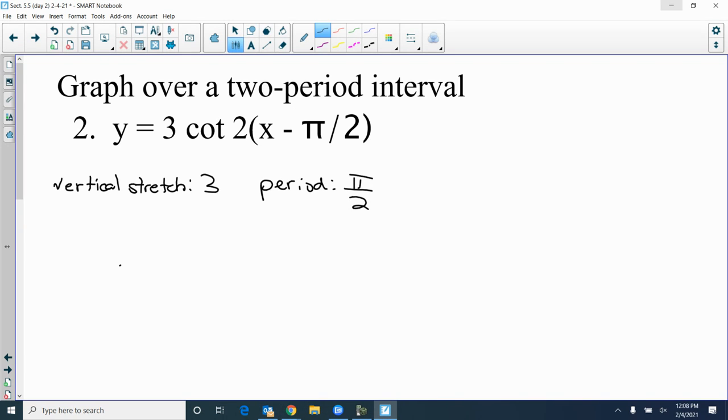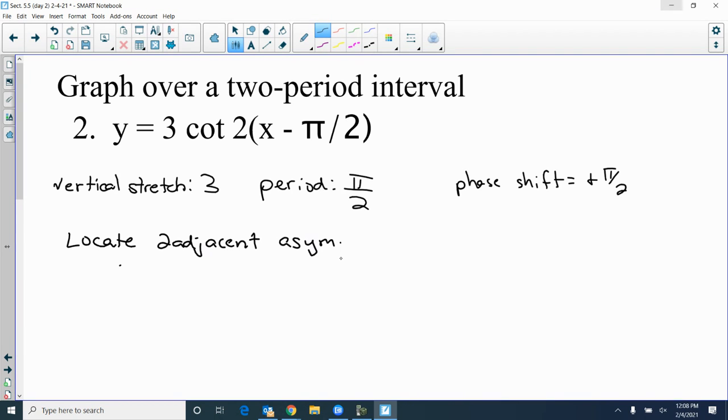That means between asymptotes, you have pi over 2. And Mason, what do I get for phase shift? Right pi over 2. Okay, good. Right pi over 2. So phase shift, I'll just put plus pi over 2. All right, locate 2 adjacent asymptotes. So I need to locate 2 adjacent asymptotes.